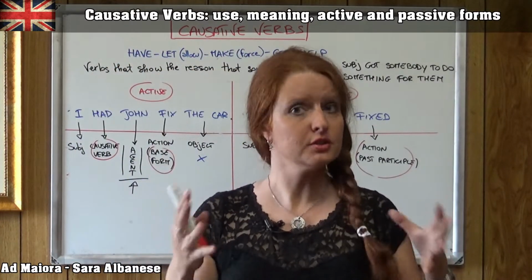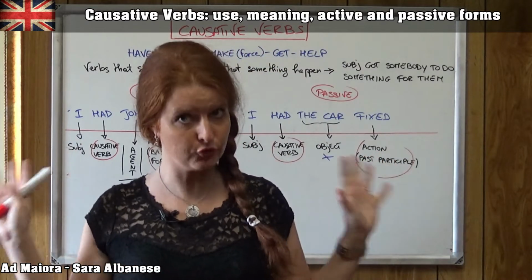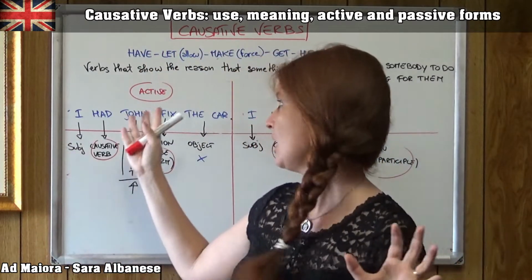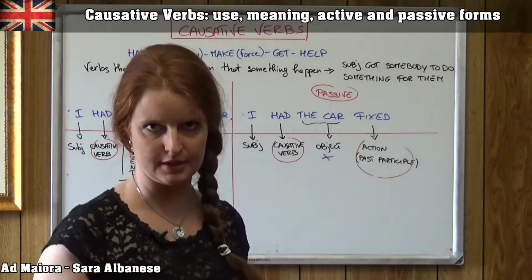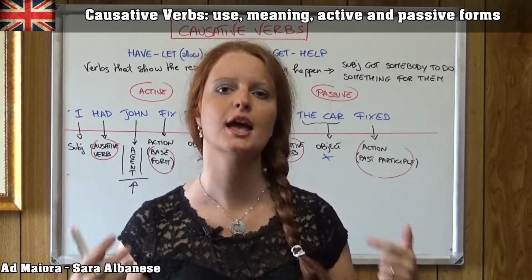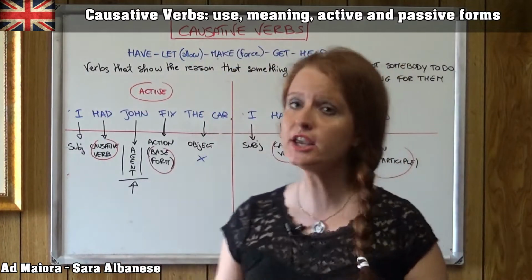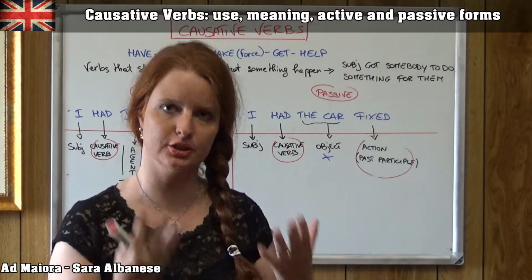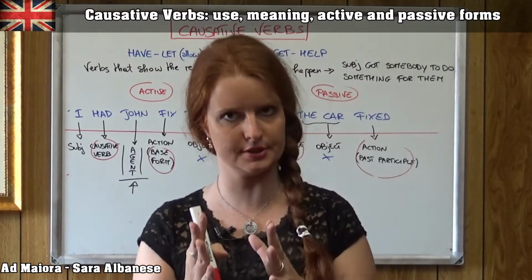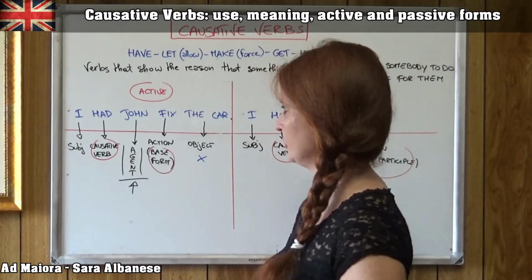Okay? For this reason, we have two possible forms, okay? And these two possible forms are either active or passive. We're going to see two examples now and the possible forms, and then we're going to explain which causative verbs we actually have, okay? And what is the meaning, what is the difference between one and the other.